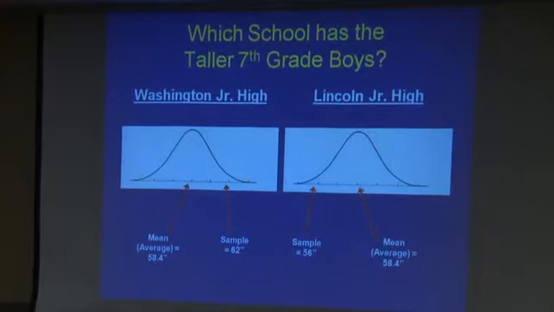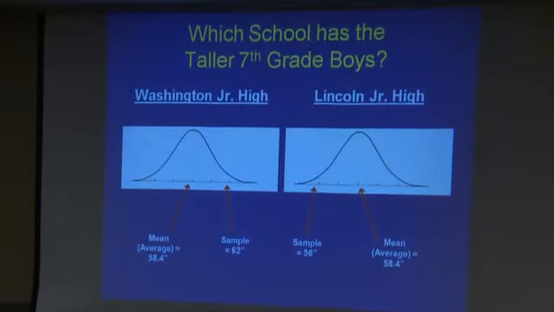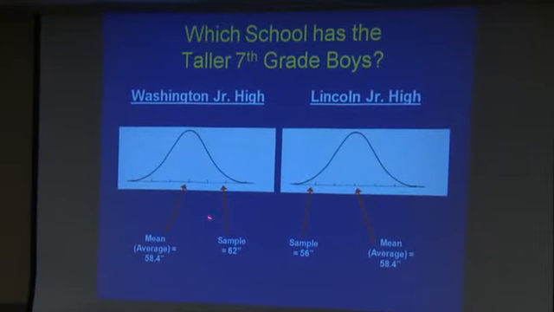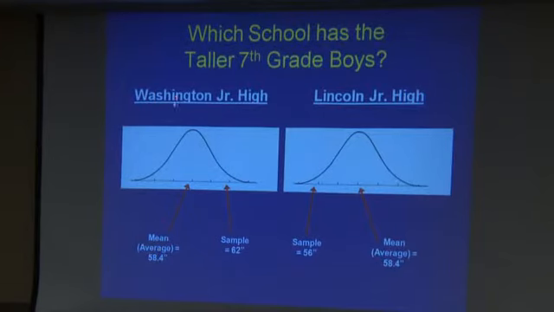So here we have a smaller version of those two graphs for the situation we just talked about. Here's the mean for Washington Junior High. It turns out that if you took all 100 that I showed in that first graph and averaged them out, it would be 58.4 inches. And it's the exact same mean as over here. So both schools, the average for the population was exactly the same, but our sample was a little bit different.